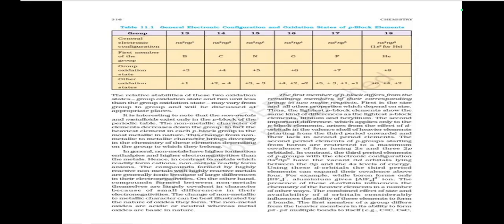The first member of a group differs from the heavier members in its ability to form p pi-p pi multiple bonds to itself, that is carbon-carbon double bond and carbon-carbon triple bond, nitrogen-nitrogen double bond and triple bond, and to other second row elements. For example, carbon-oxygen double bond, carbon-nitrogen double bond, carbon-nitrogen triple bond, nitrogen-oxygen double bond. This type of pi bonding is not particularly strong for the heavier p block elements.